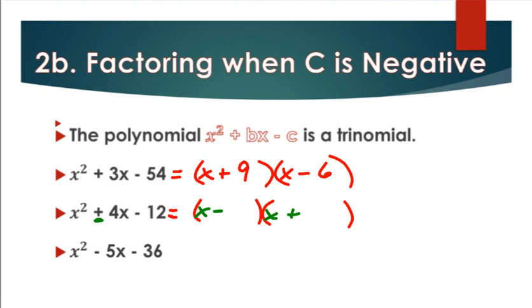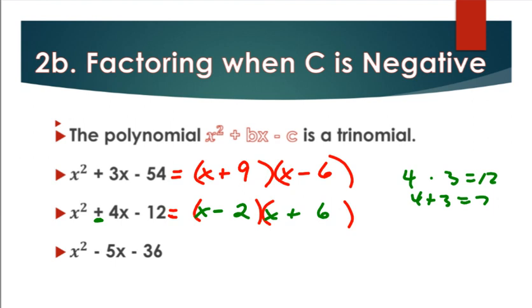So to get 12, I can do 2 and 6, because negative 2 times 6 is negative 12. Negative 2 plus 6 is a positive 4. If you would have tried 4 and 3, multiplying gives you 12, but when you add them, 4 plus 3 gives you 7. So they can't work that way.